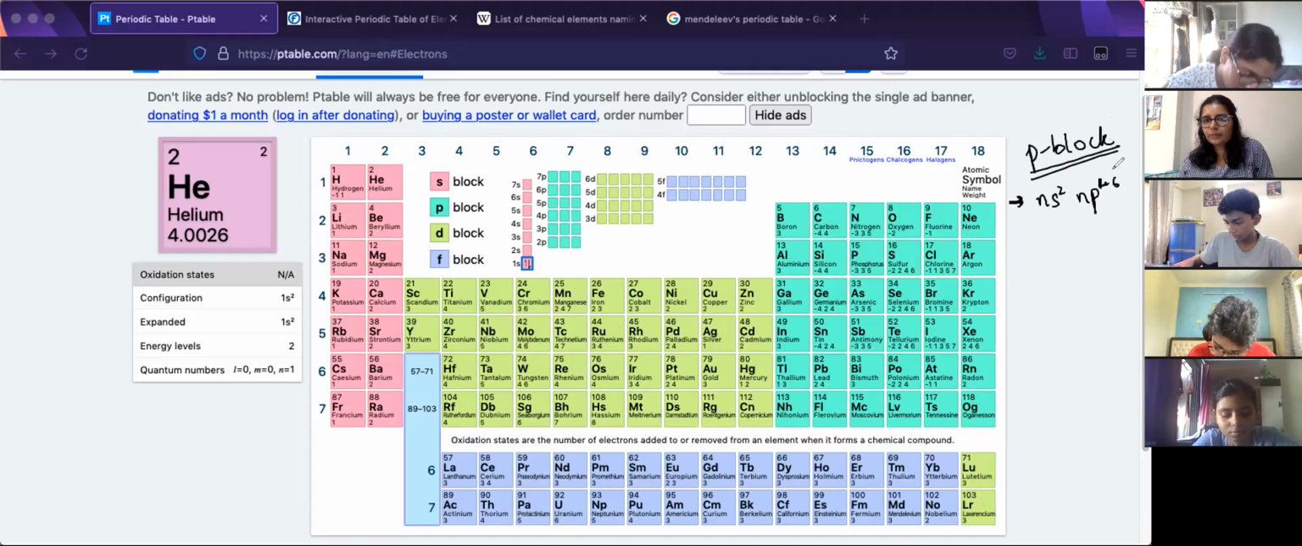Whenever we talk about general electronic configuration, we talk about the whole valence shell ka configuration, not just the last orbital ka. Yeah, that's the thing. So all of them have completely filled s orbital. Uske baad 1 to 6, boron se neon tak, all of this.